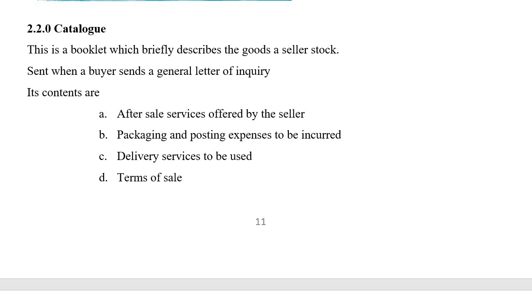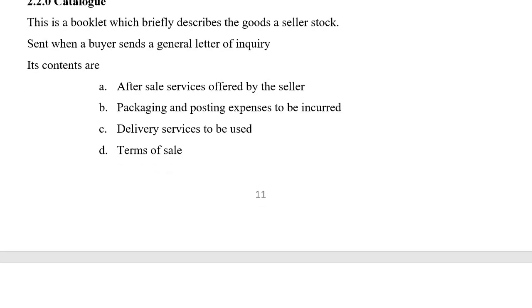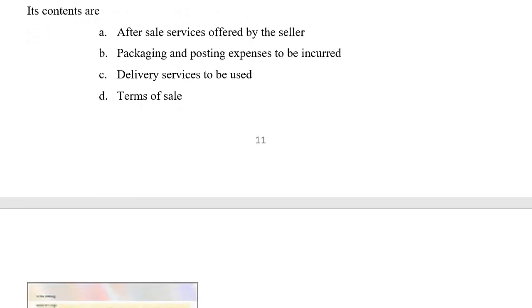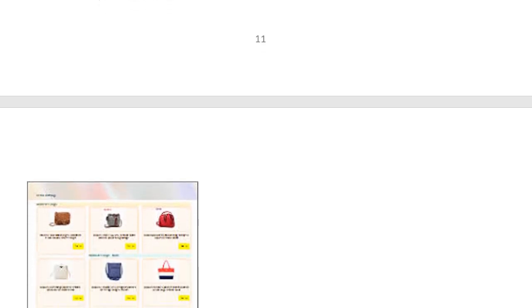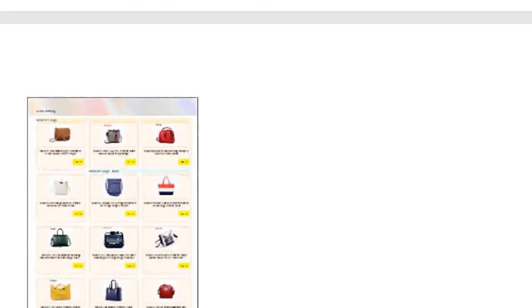And maybe we can just see some of the contents that are contained in the catalog. Number 1, after-sales service offered by the seller. Number 2, packaging and posting expenses to be incurred, also delivery services to be used, and also the terms of sale. So I'll show you here an example of a catalog.